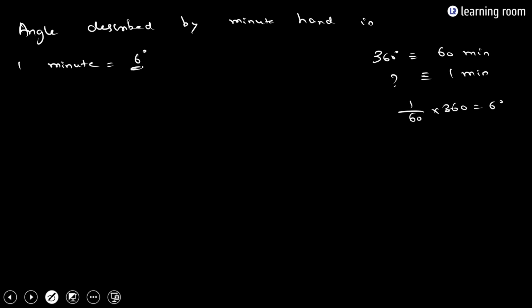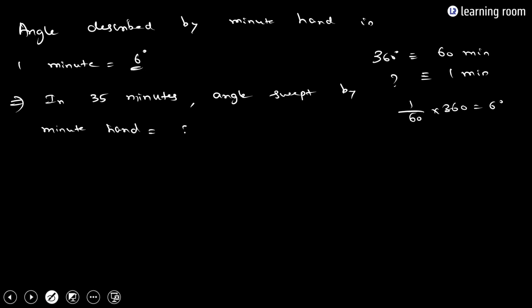Now, how many minutes has it covered between 9 to 9:35? Which implies in 35 minutes, how much angle will it cover? Angle swept by the minute hand will be 35 into 6, which is going to give you 210 degrees. So when there is 210 degrees being swept, can you calculate the area of the sector?